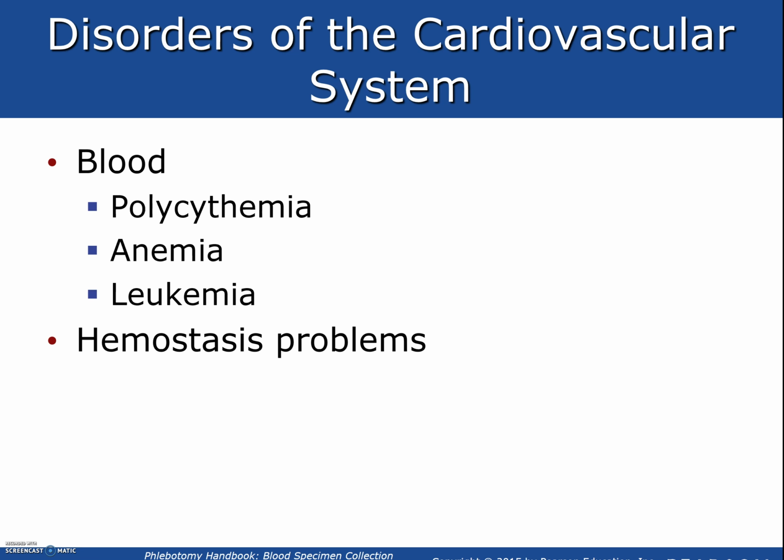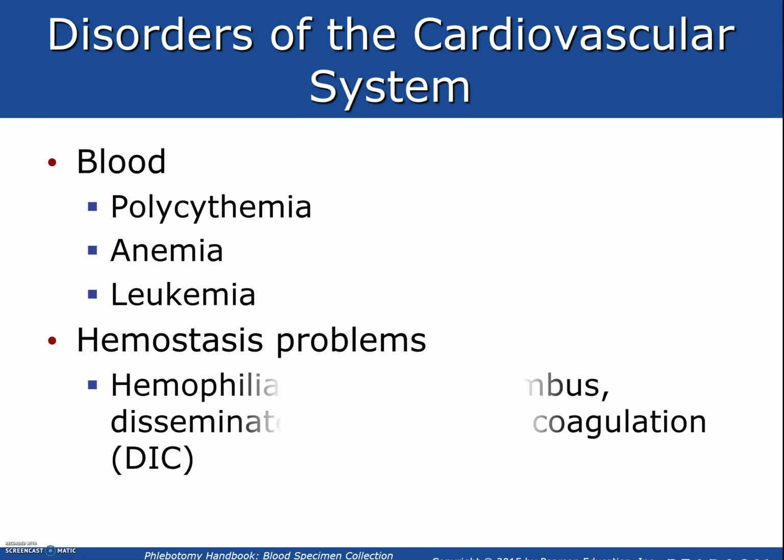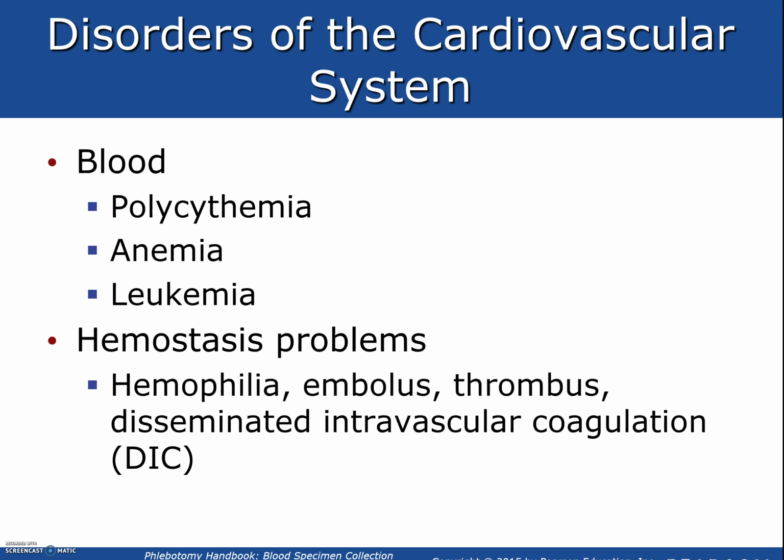Disorders of the blood, polycythemia, anemia, and leukemia. Hemostasis problems, hemophilia, embolus, thrombus, disseminated vascular coagulation. Hemophilia basically is when the patient lacks the ability to clot. Polycythemia is basically overproduction of the cells or red blood cells. Anemia is the opposite, it's underproduction. I will give you tips on how we handle hemophilia patients when we get them in the lab.